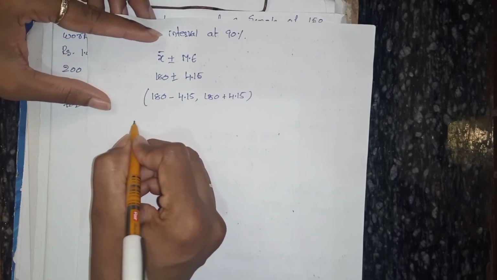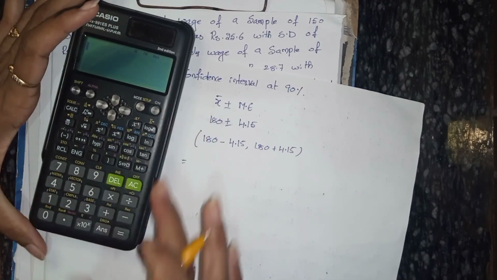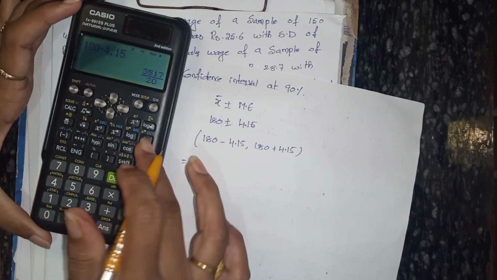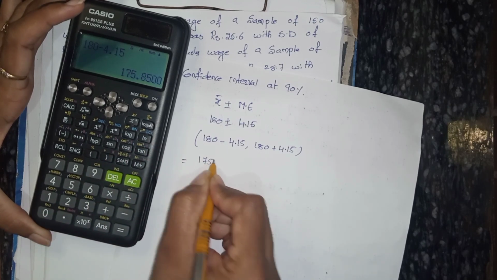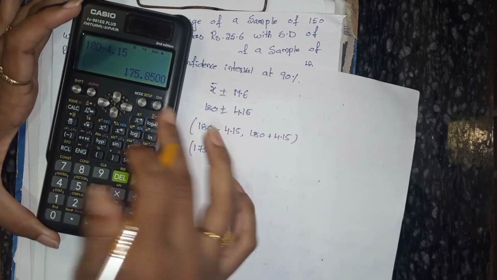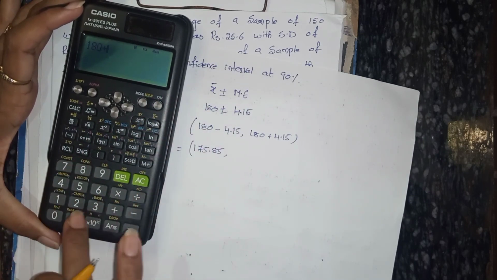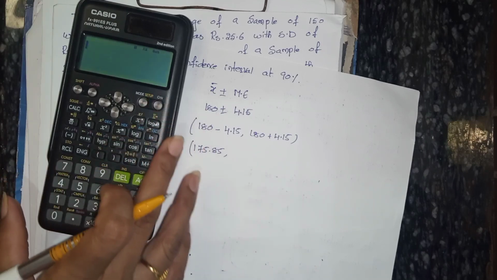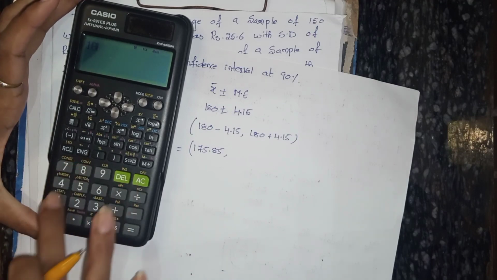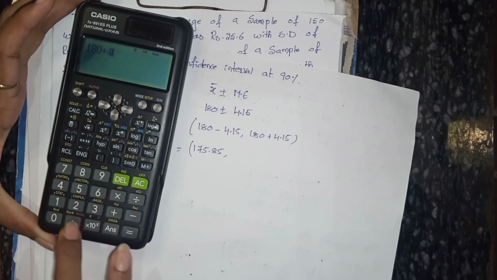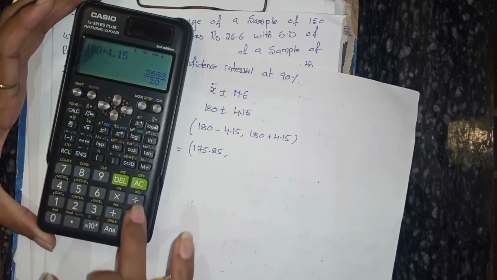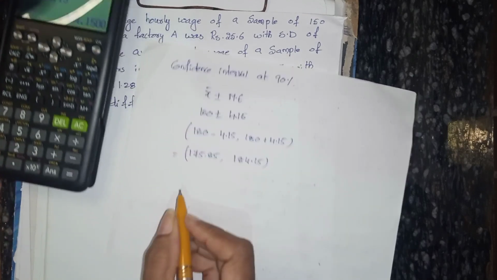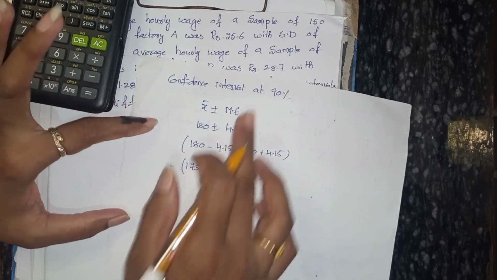Now we'll calculate the confidence limits at 90%. 180 minus 4.15 equals 175.85, comma, 180 plus 4.15 equals 184.15. These are the confidence limits at 90%.